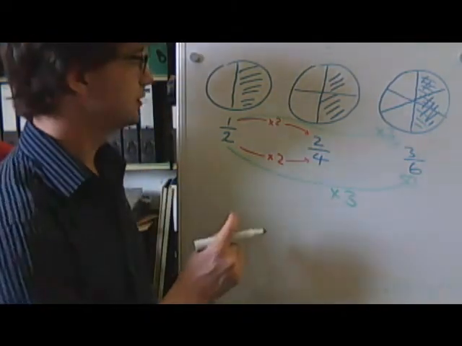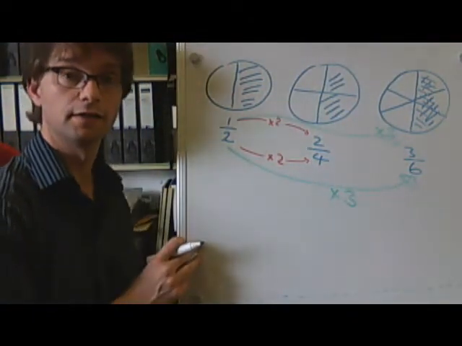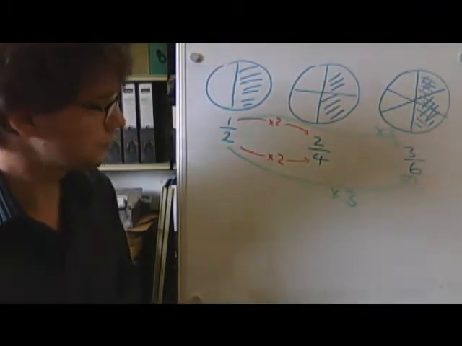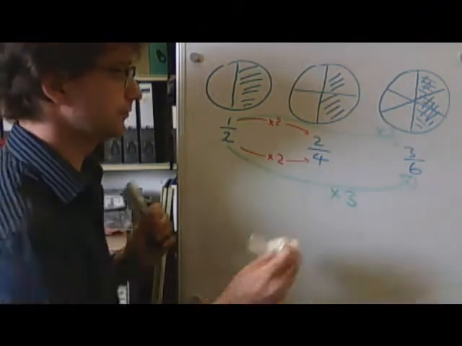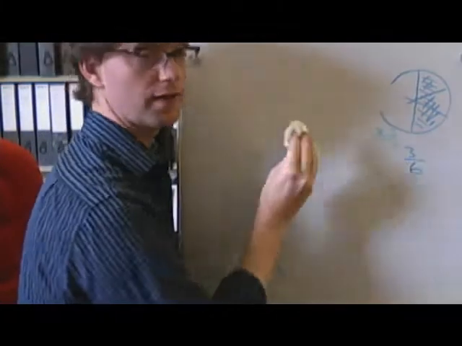So the rule is, if you multiply the top and the bottom of the fraction by the same thing, you don't change the fraction. You don't change the value of the fraction. So we'll see some more without the pies.